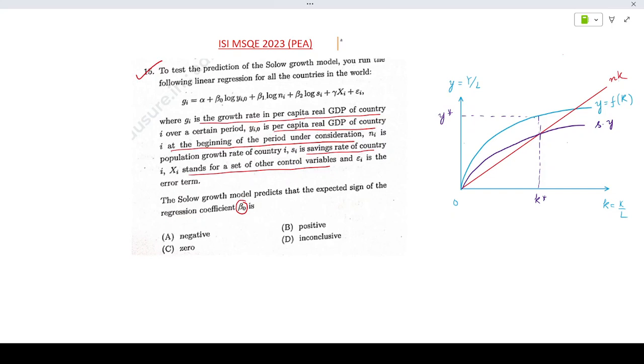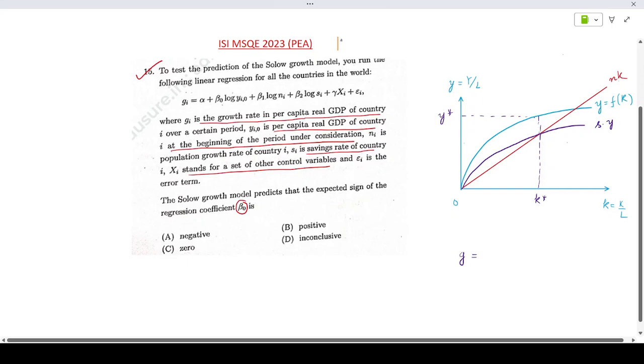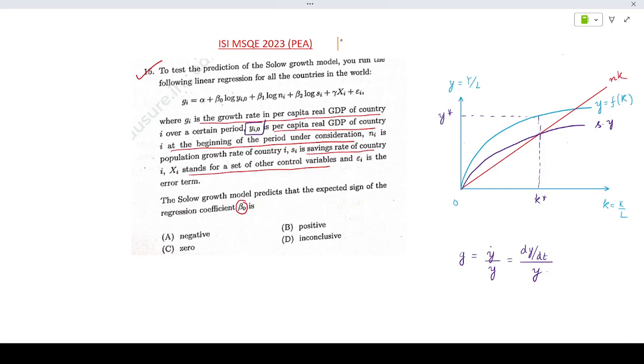Here we generally define the rate of growth of per capita GDP as small y dot by y, which is the change in small y over time with respect to the initial amount of y. Yi naught refers to the per capita GDP at the beginning of the period under consideration. So here, this is my y naught. This need not necessarily be 0. Si is the savings rate, which is s that we have considered here, and epsilon i is the error term.